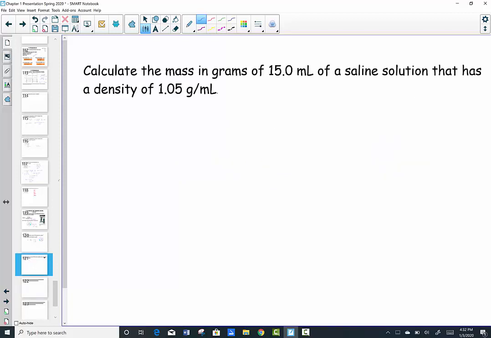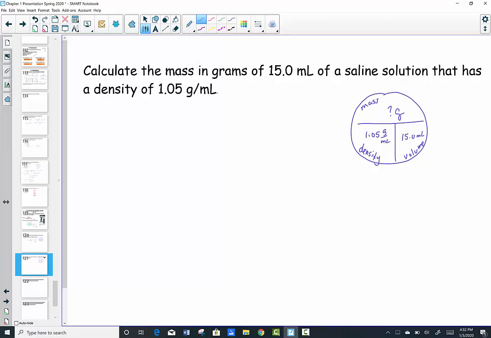Calculate the mass in grams of 15 mils of a saline solution that has a density of 1.05 grams per mil. Here's our strategy. Let's get our round little buddy ready. I know that mass goes on top. I know that volume goes in the bottom right. And I know that density goes in the bottom left. The mass is what we're solving for. The volume given to me was 15 mils. The density given to me was 1.05 grams per mil.